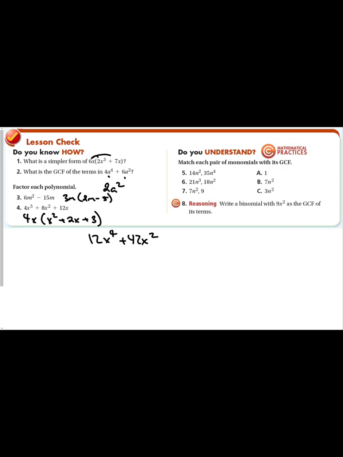Match each pair of monomials with its GCF. Well, 14 and 35, they both have a 7 in common and an n squared in common. 21 and 18, they have a 3n squared in common. Now this is an interesting one here too. Those have nothing in common, right? 7 is prime, doesn't go into 9. 9's factors are 1 and 9, 3 and 3. Neither of those go into 7. So when two numbers have nothing in common, the greatest common factor is 1.